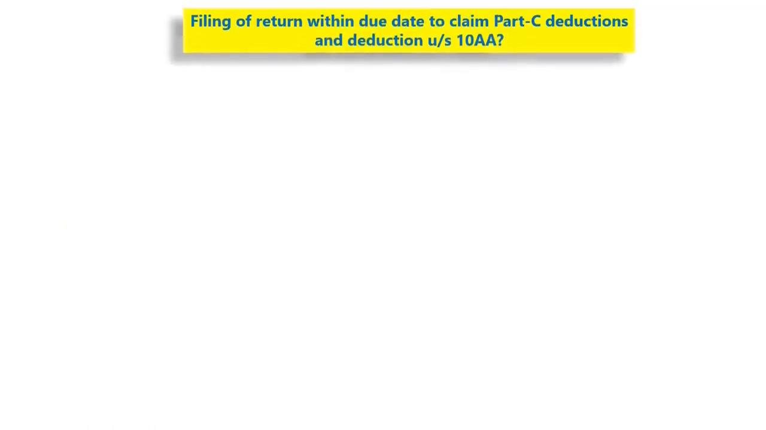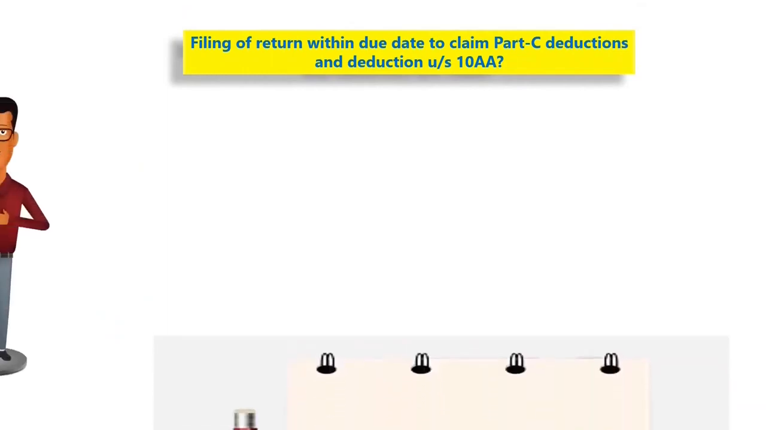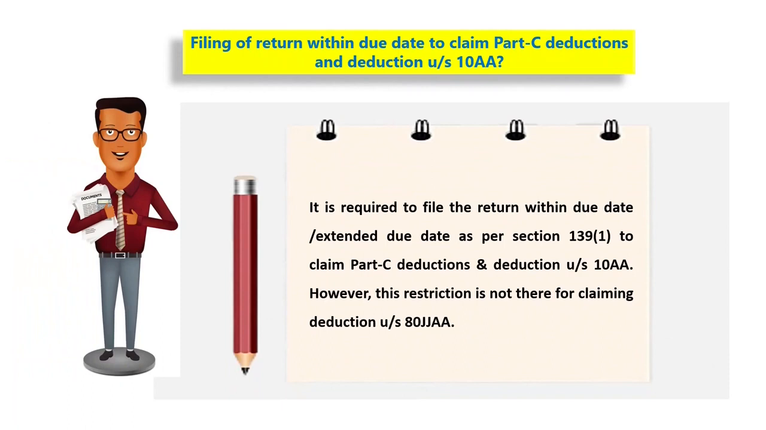If you want to claim Part C deductions and deduction under Section 10AA, you are required to file the return within due date or the extended due date as per Section 139 subsection 1 to claim Part C deductions or deductions under Section 10AA. However, this restriction is not applicable for claiming deduction under Section 80JJAA.